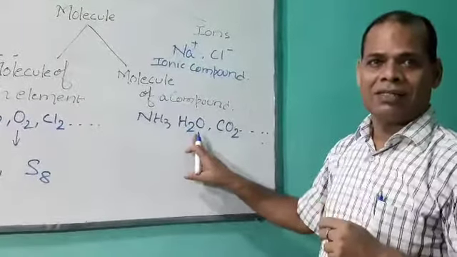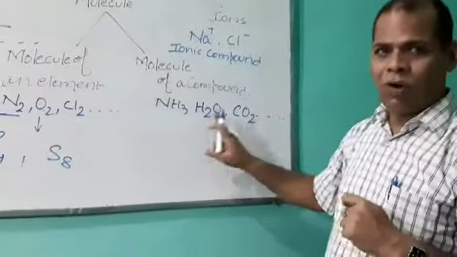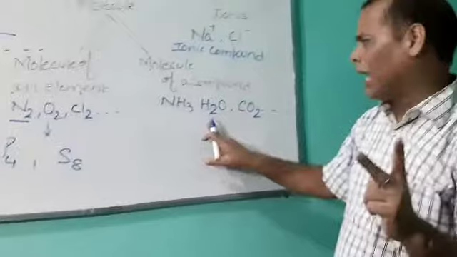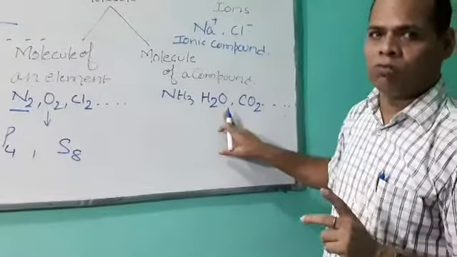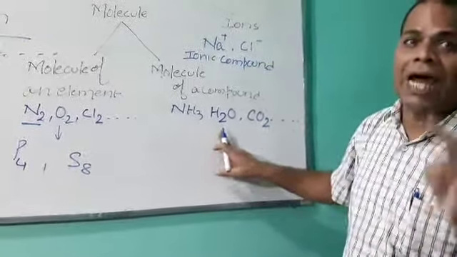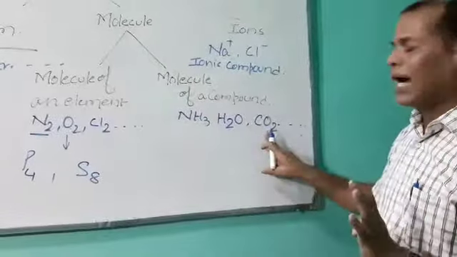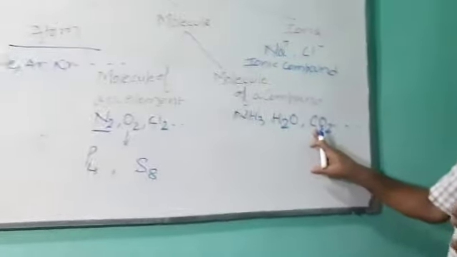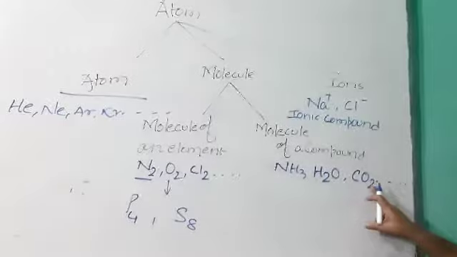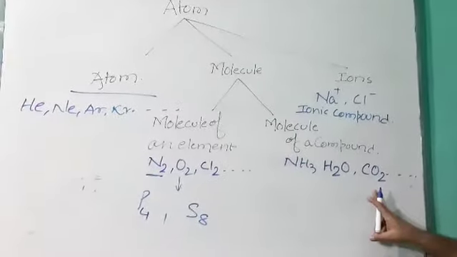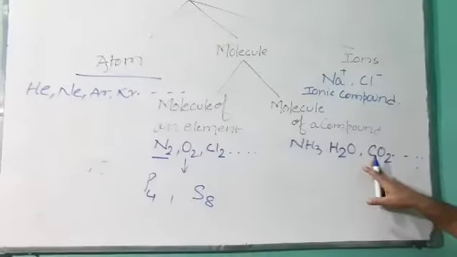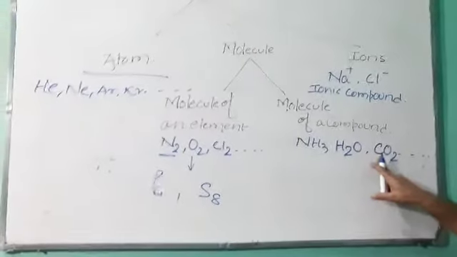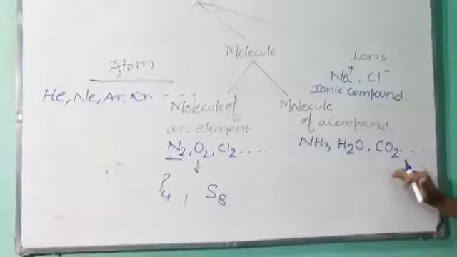Now water contains 2 atoms of hydrogen and 1 atom of oxygen. So it is a triatomic molecule. Carbon dioxide has 1 atom of carbon and 2 atoms of oxygen. So it is also an example of a triatomic molecule.